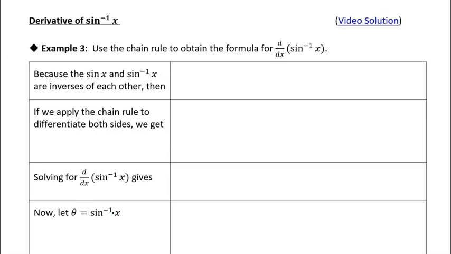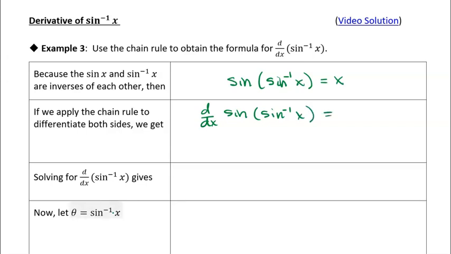are inverses of each other, obviously. So the sine of sine inverse of x is equal to x. We're going to take the derivative of both sides like we've done before. The derivative of sine of sine inverse of x is equal to the derivative of x. We're going to use the chain rule now.